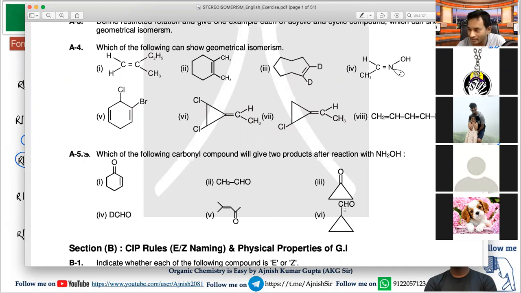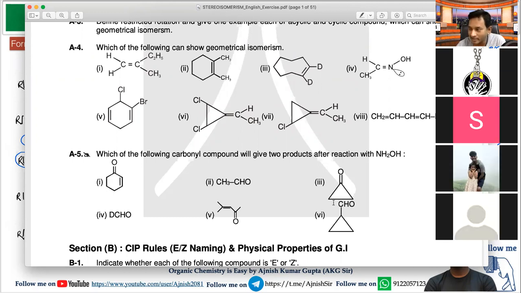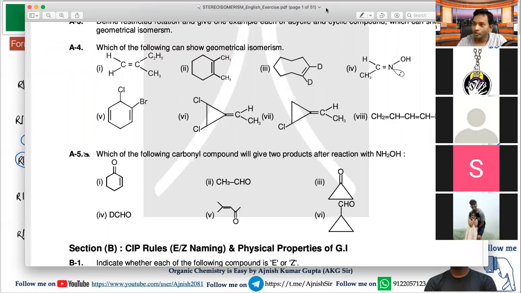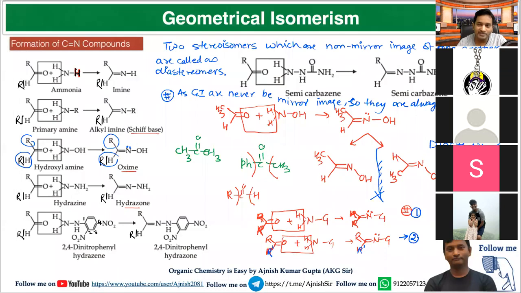Think for this aldehyde. Is this aldehyde symmetrical or unsymmetrical? Unsymmetrical. Cyclopropyl groups: one side of CHO, one side of CO cyclopropyl. This is an unsymmetrical aldehyde. And when this unsymmetrical aldehyde reacts with hydroxylamine, the number of products will be 1 or 2. What do you answer? 2. The question will be asked like this.